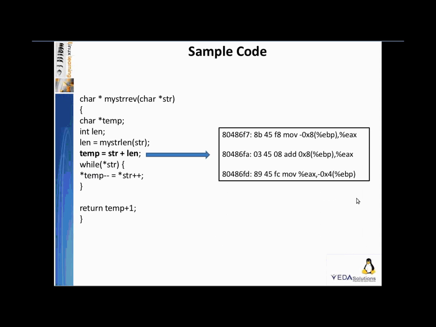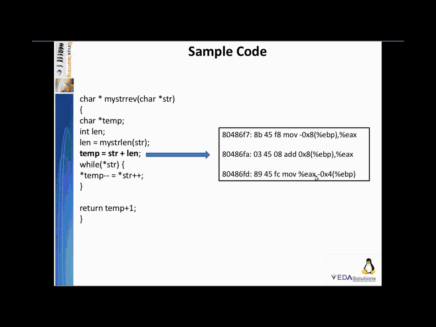Now we are reaching the next instruction in our source, which happens to be str plus length. Whatever length has been returned by the MyStringLength function, we are trying to set the temp pointer to that particular address. So the base address is stored in str, we are adding length to it to move to the last address, and we are storing that particular address into temp.